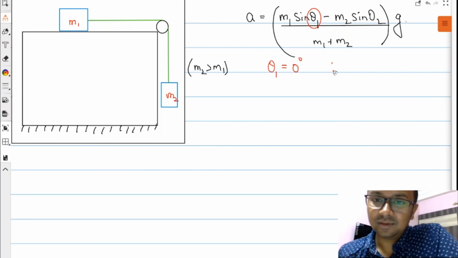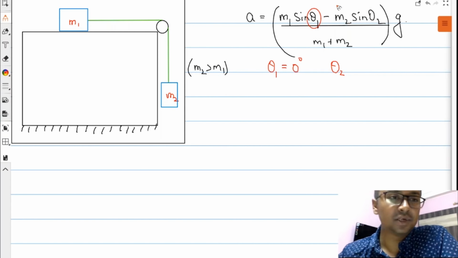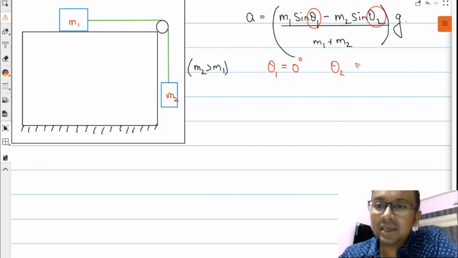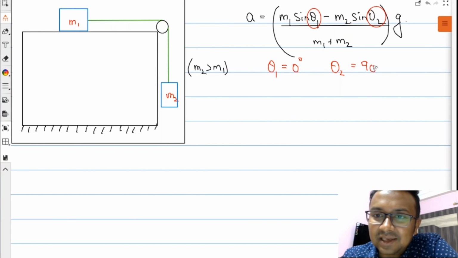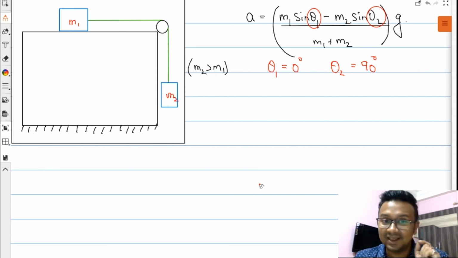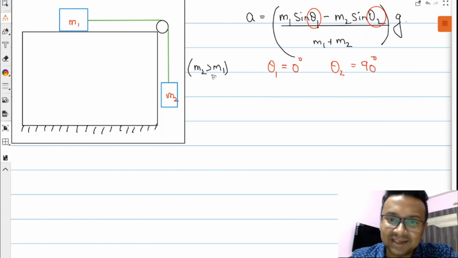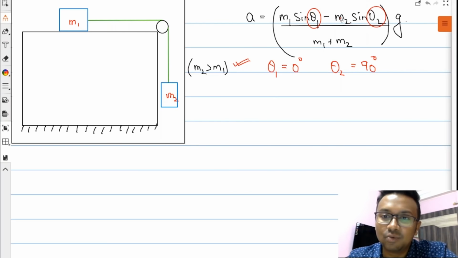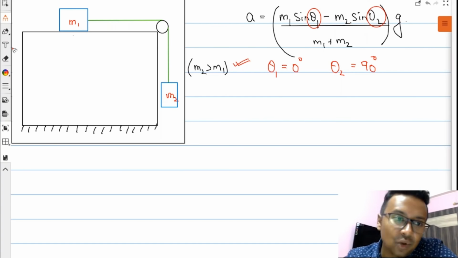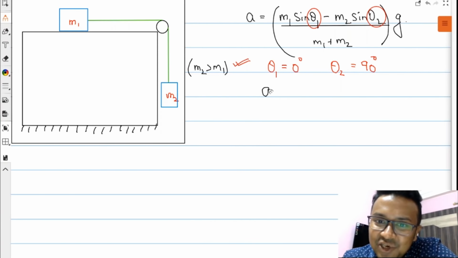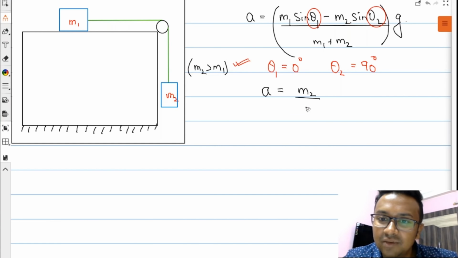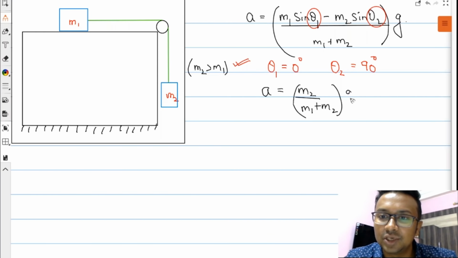And theta2 out here, students, what is going to be the value of theta2? Theta2 is nothing but equal to 90 degrees. Then in that scenario, assuming M2 is going to be greater than M1, so here it should have been M2 sine theta2 minus M1 sine theta1. So students, what is going to be the value of the acceleration? Yes, you got it right. It is going to be just M2 divided by M1 plus M2 into G.